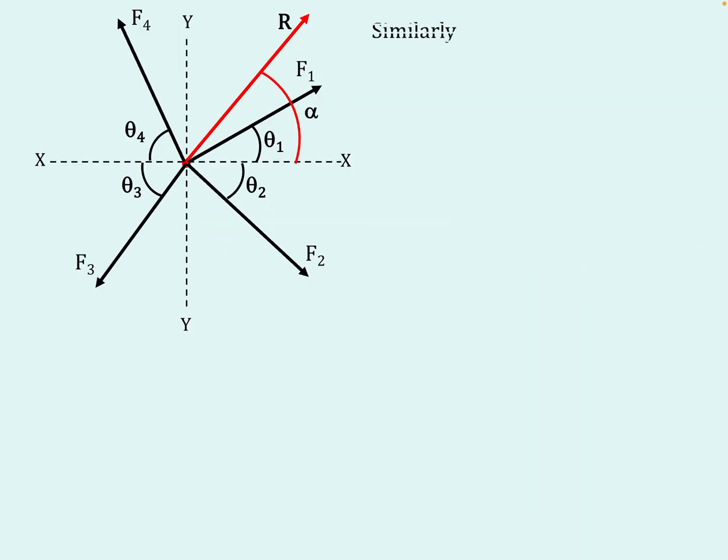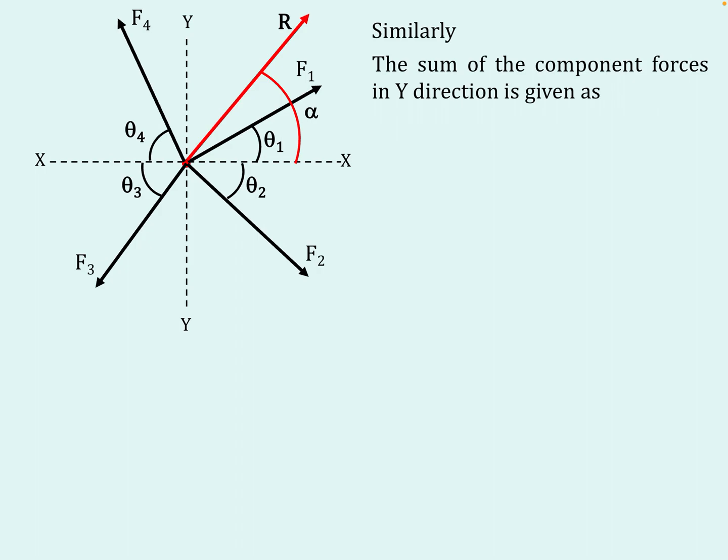Similarly, we can get the sum of all the y components in the y direction as sigma Fy here. So sigma Fy is nothing but Fy1 plus Fy2 plus Fy3 plus Fy4. Fy1 is nothing but the y component of F1, which is nothing but F1 sine theta 1. Fy2 is nothing but F2 sine theta 2. Fy3 is nothing but F3 sine theta 3. Fy4 is nothing but F4 sine theta 4.